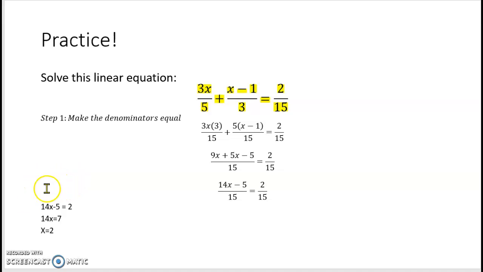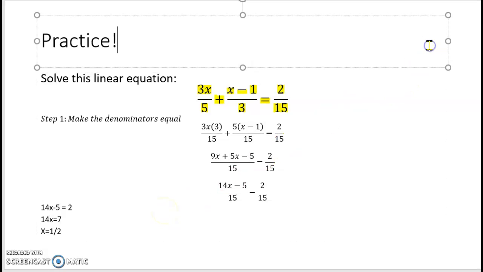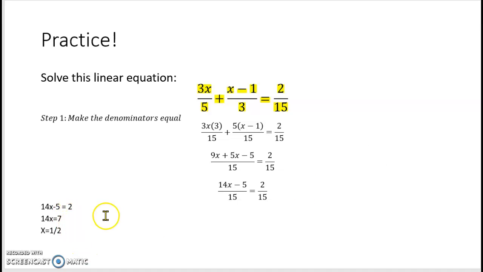Solve for x. Add 5 on both sides. 14x equals 7. And then we divide by 14. This is actually 1 over 2. I hope you guys caught that, because 7 over 14 is 1/2.